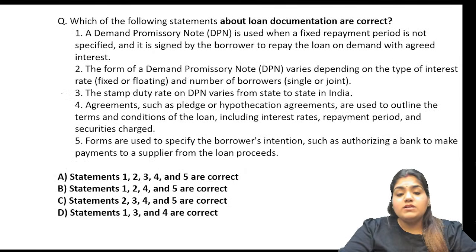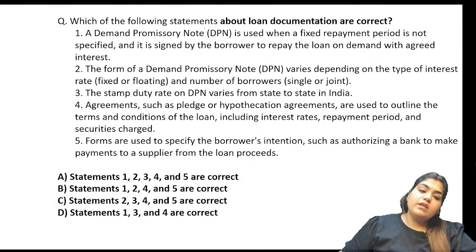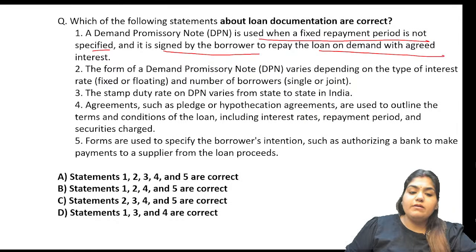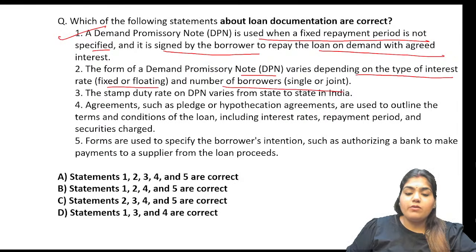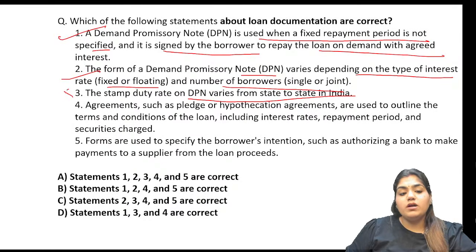Next, which of the following statements about loan documentation are correct? The demand promissory note is used when the fixed repayment period is not specified, and it is signed by the borrower to repay the loan on demand with the agreed interest. Yes. The form of the DPN varies depending upon the type of interest, whether fixed or floating, and the number of borrowers, single or joint. Yes. The stamp duty on DPN varies from state to state. No, it is uniform throughout the country.